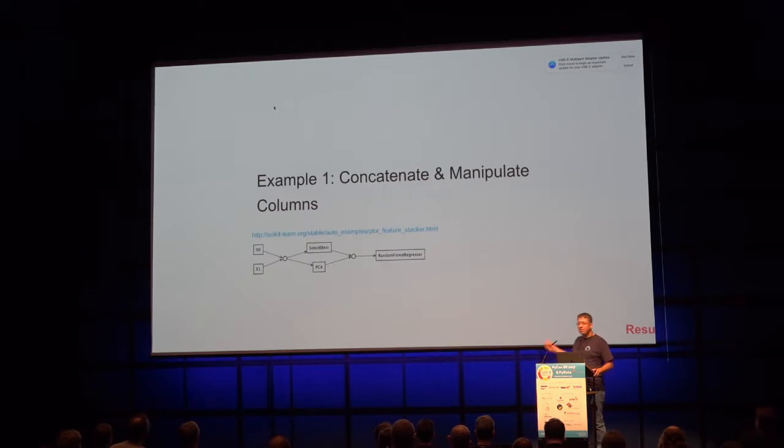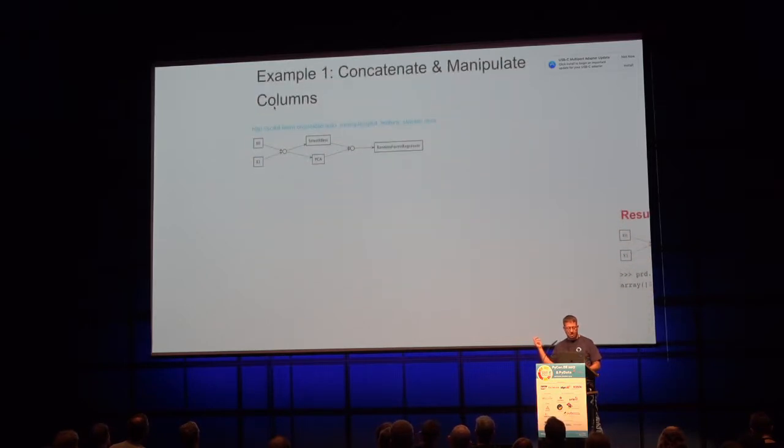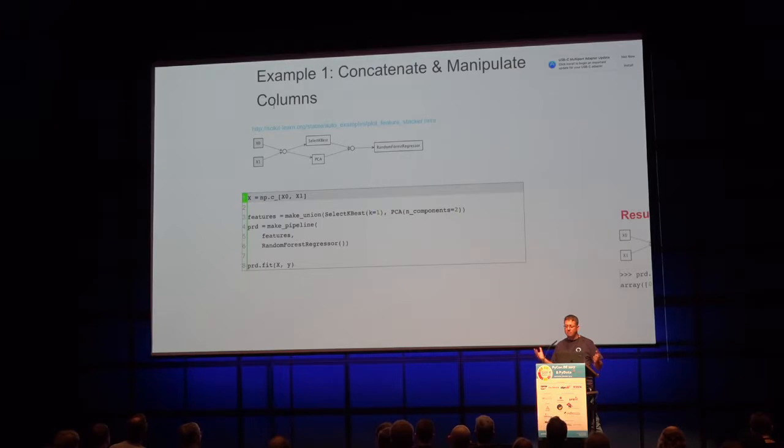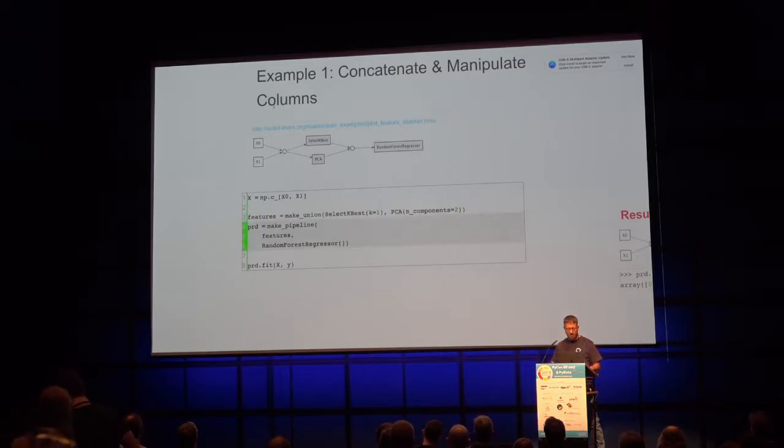I'll start off with an example which is actually taken from Scikit-Learn's own documentation, where we take two matrices, X0 and X1, and concatenate them. It's here in code, and it's here in a diagram. We send off the result into a concatenation of select k best, which will choose the best features, and also PCA, which will reduce the features. Following that, we'll take the outcome and make a pipeline, sending it off to a random forest regressor.